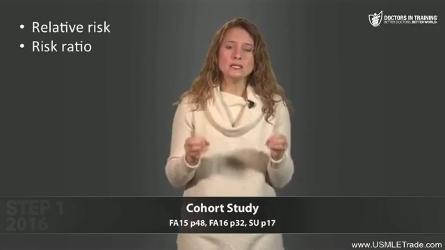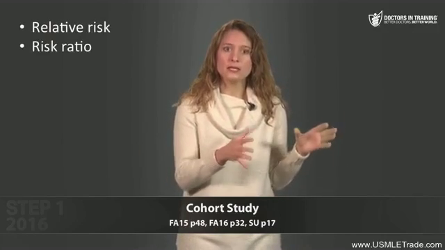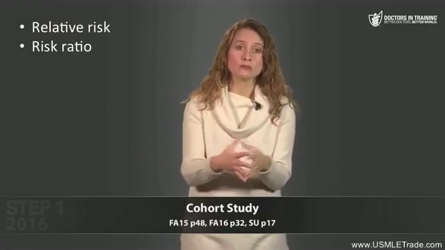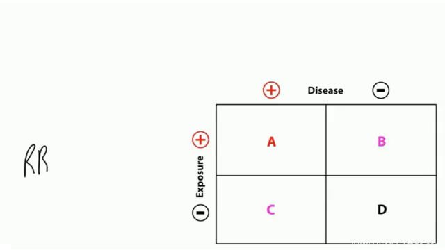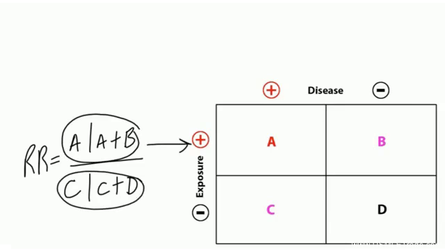So how do we analyze cohort studies? Cohort studies yield a relative risk or a risk ratio. So a case control study gives you an odds ratio, and a cohort study gives you a risk ratio or relative risk. To calculate relative risk, you divide the risk or rate of the disease in the exposed group by the risk or rate of the disease in the unexposed group. It tells you how many times greater the risk for a bad outcome is among the exposed compared to the unexposed. Now, this may sound a lot like odds ratio, and it is.